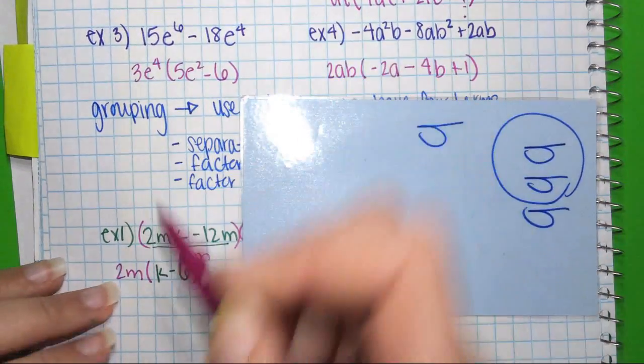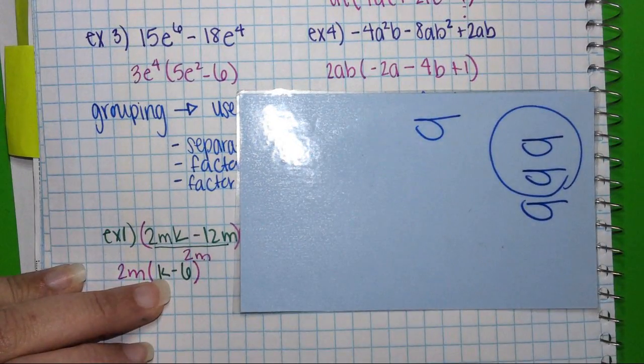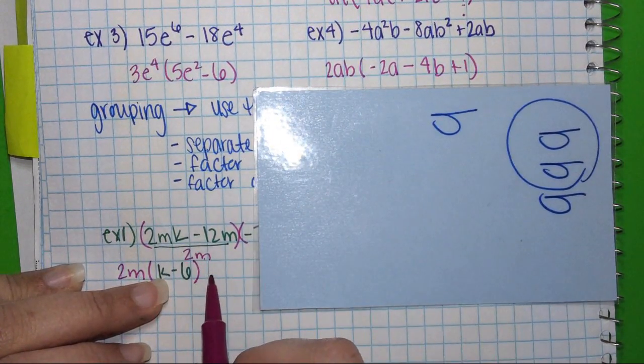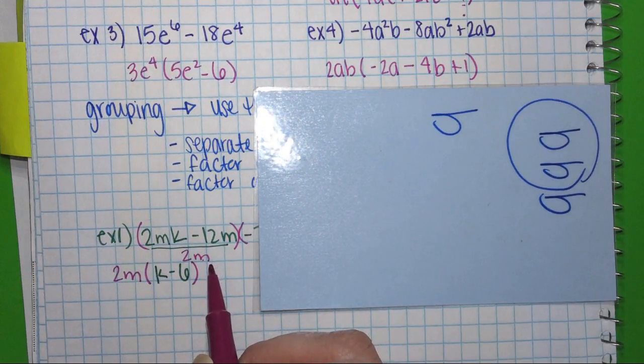So 2 divided by 2 is 1. M divided by m cancels, so you're left with a K. Now we divide 12m by 2m. So 12 divided by 2 is 6. M divided by m cancels.